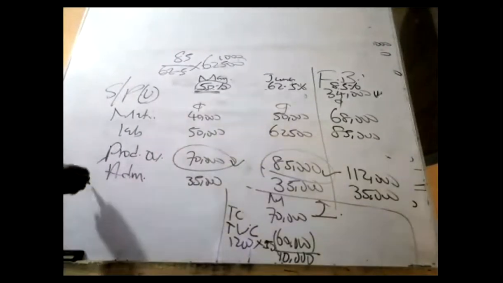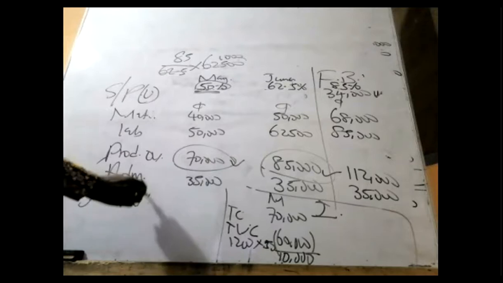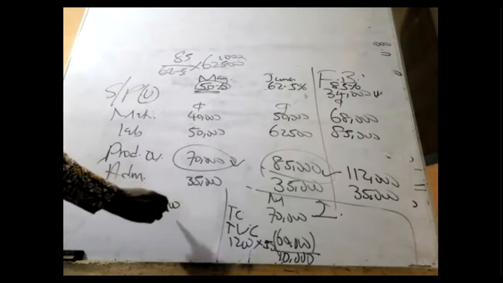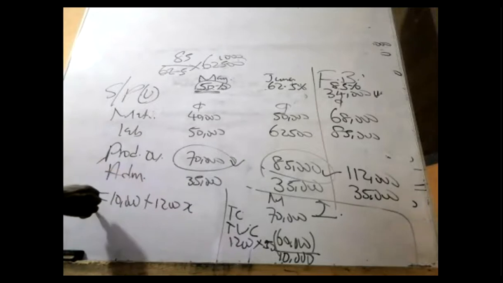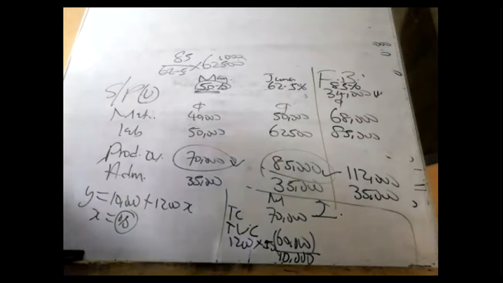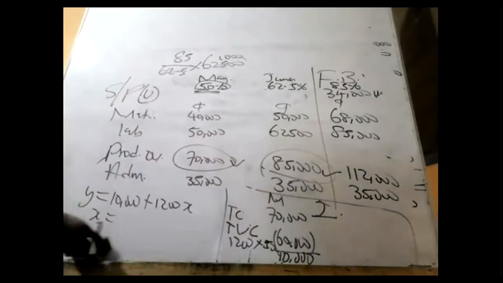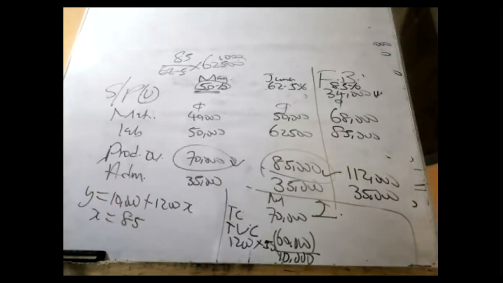If you want to find the y is equal to a fixed cost of 10,000 plus 1,200 x. Here, x is equal to the percentage that you want. Formerly, the x was the unit. Here, x is what? The percentage. So here, x will be what? 85. So just multiply this by 85. That is all. That is the determinant.